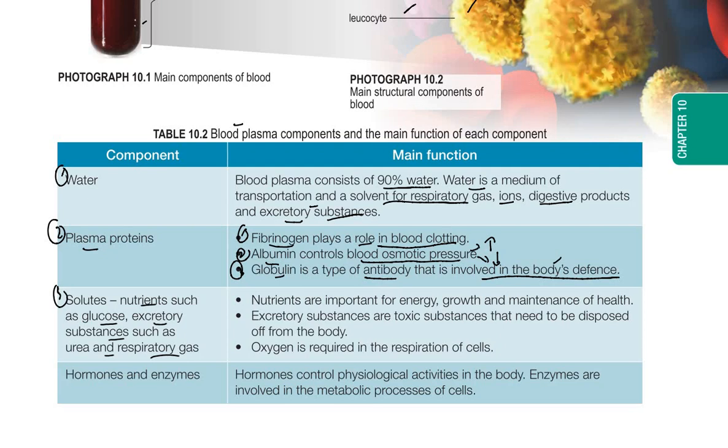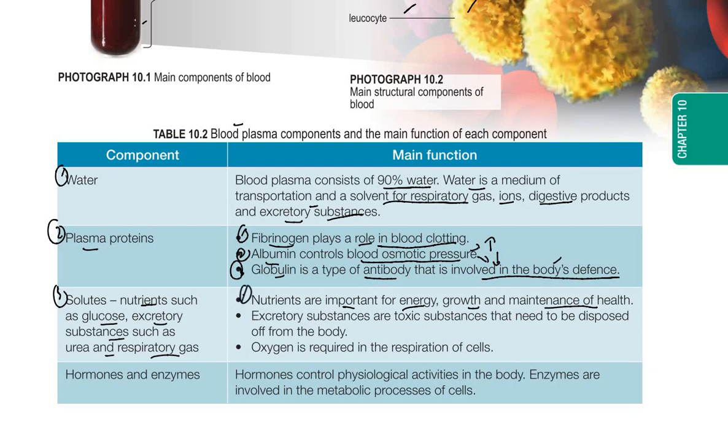So nutrients, why must blood plasma have these nutrients? Because nutrients are important for energy, growth and maintenance of health. Okay, so that we have done before this. We can get the nutrients when digestion occurs. Okay, and then it breaks down the food molecules into simple molecules, and then they are absorbed, and then must be transported for assimilation and so on. So nutrients also can be found in the blood plasma.